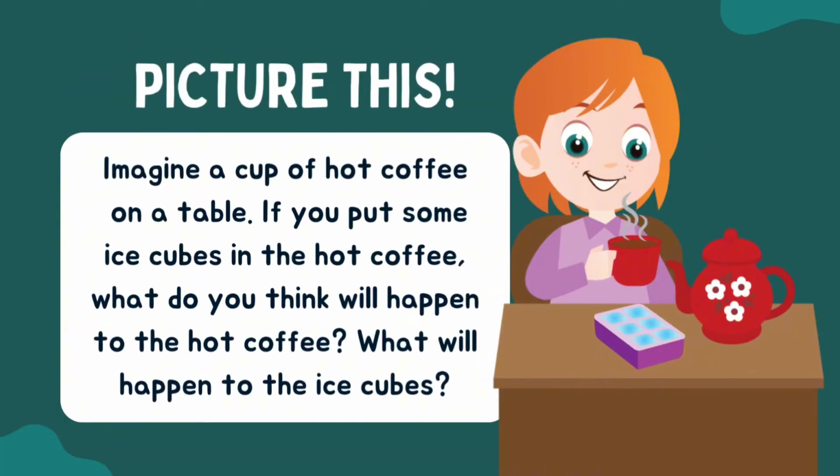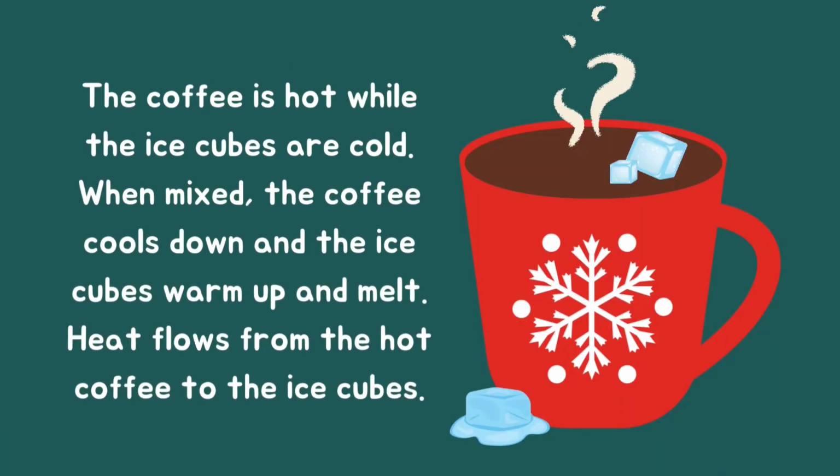Imagine a cup of hot coffee on a table. If you put some ice cubes on the hot coffee, what do you think will happen to the hot coffee? What will happen to the ice cubes? The coffee is hot, while the ice cubes are cold. When mixed, the coffee cools down and the ice cubes warm up and melt. Heat flows from the hot coffee to the ice cubes.